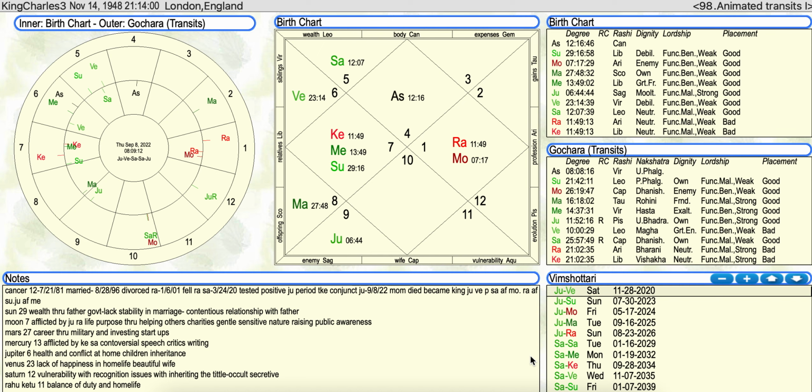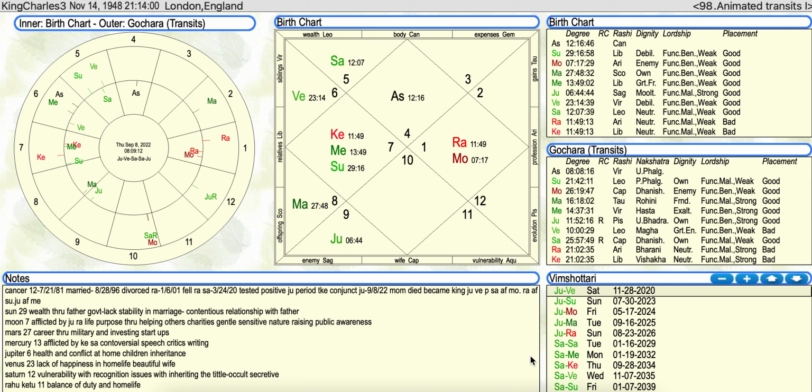And then we have Mercury at 13 degrees. It's afflicted by Ketu and Saturn, and it gives controversial speech and people critical of his writings and his communications.